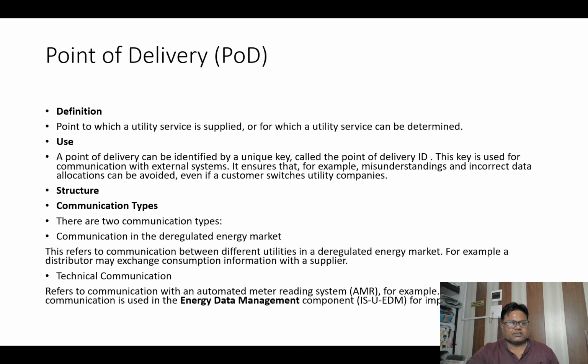Structure communication types. There are two communication types. Communications in the deregulated energy market. This refers to the communication between different utilities in a deregulated energy market. For example, distributors may exchange consumption information with the supplier. Technical communication refers to communications with an automated meter reading system. For example, this type of communication is used in the energy data management component IS-U EDM for importing profile values.